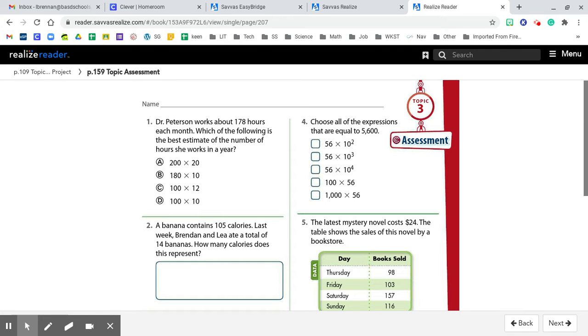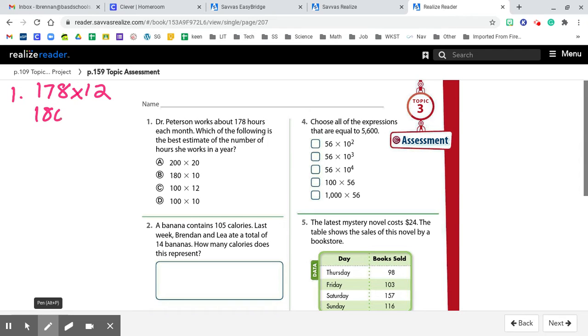All right, today we are working on topic 3 assessment, page 159 to 160. And we're starting out with number 1. So in your notebook, you want to make sure you clearly write your work out. So number 1, we have Dr. Peterson works 170 hours each month. What is the best estimate for the number of hours she works in a year?